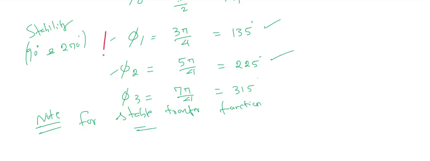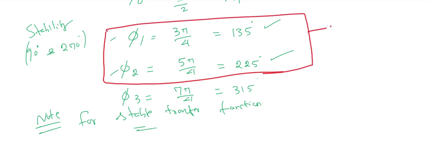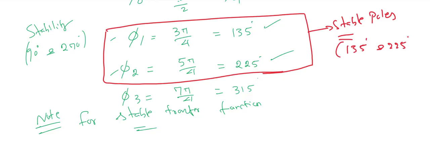These are called the stable poles. So this is the determination of poles, and how many poles will be considered for the stable poles. For a stable transfer function, we are using only pi 1 and pi 2, because we are considering only these two stable poles between the angle 135 degree and 225 degree. So these two lie in the range between 90 and 270.